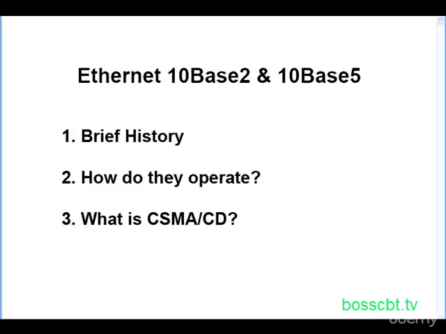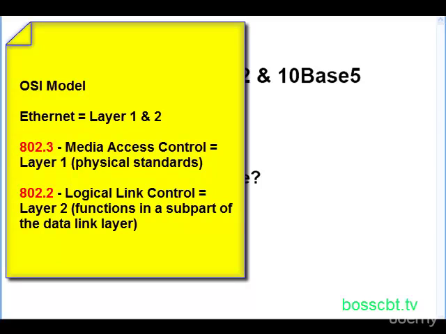On a side note, if you've been paying attention to the OSI model and the TCP/IP model, you should take a look at the tutorials we have on those. They're very important for your CCNA and CCENT certifications, as well as your overall understanding of networking. Ethernet falls into layer 1 and layer 2 of the OSI model. 802.3, which is the media access control, covers more physical standards, and 802.2, which is known as the logical link control, are functions in a subpart of the data link layer, layer 2 of the OSI model. So just as a point of reference, that's where Ethernet lives on the OSI model.